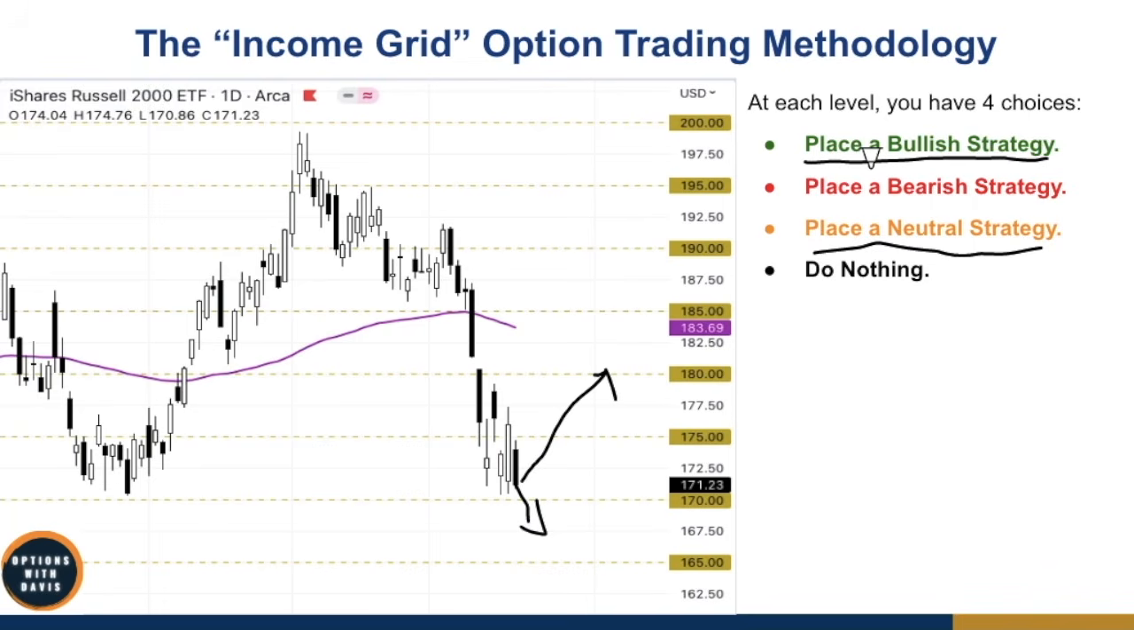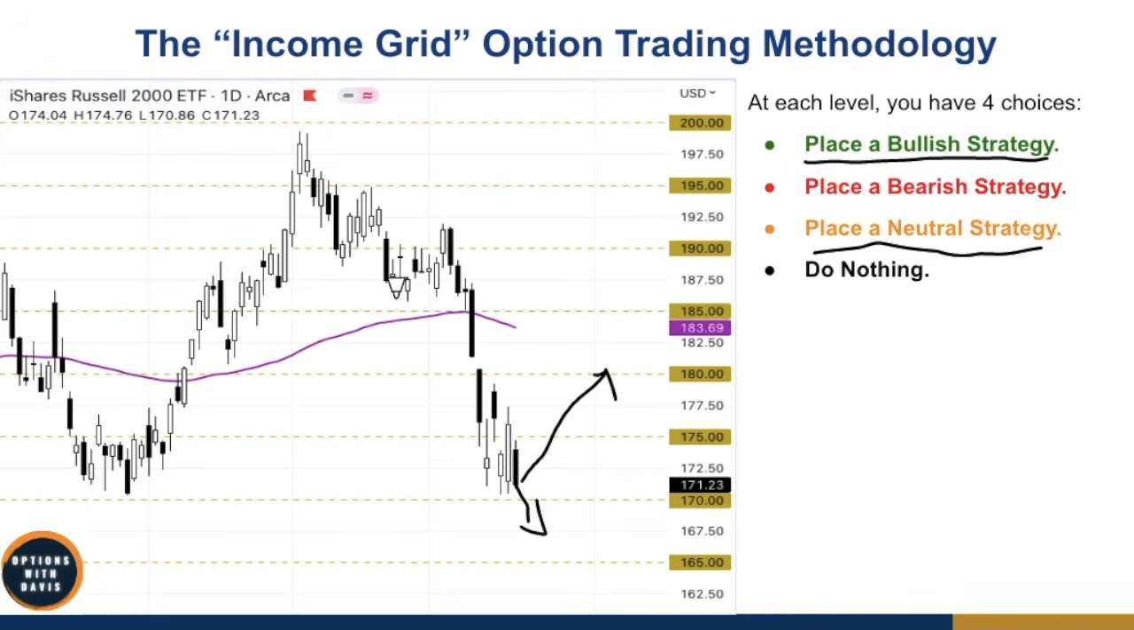So I'll either place a bullish trade, a bearish trade, or a neutral strategy. This way, I will always be extracting some sort of extrinsic value. So for yourself, if you do not have that large of a capital, you can pick your places, right? You can pick where you want to enter into a trade.